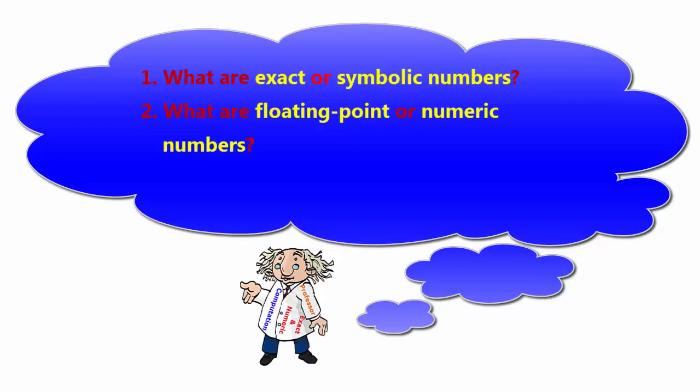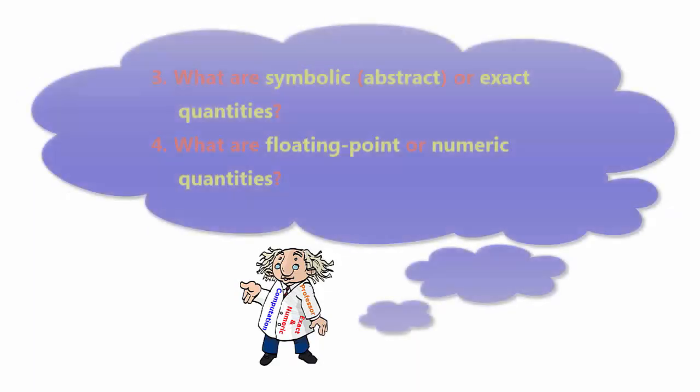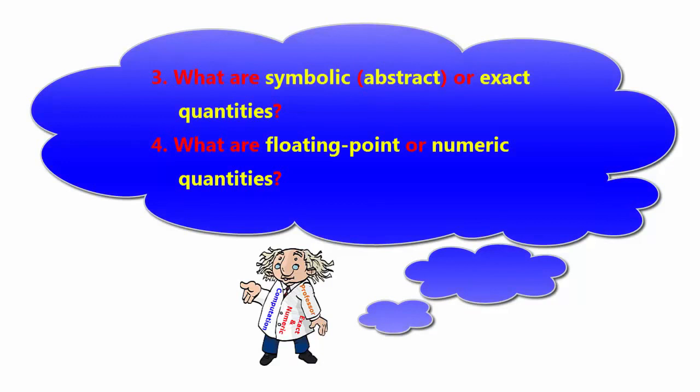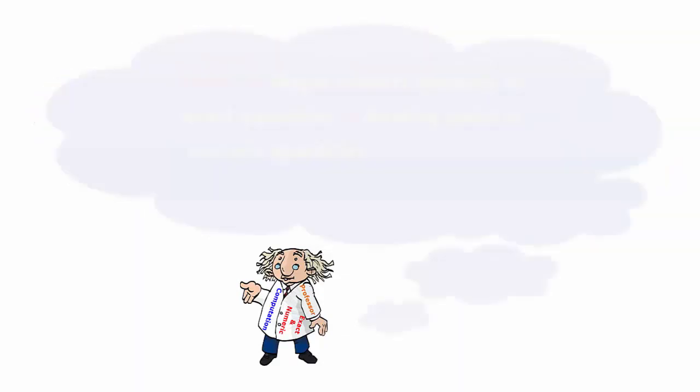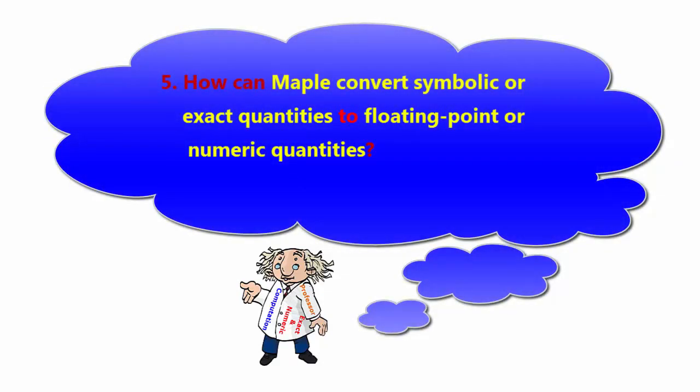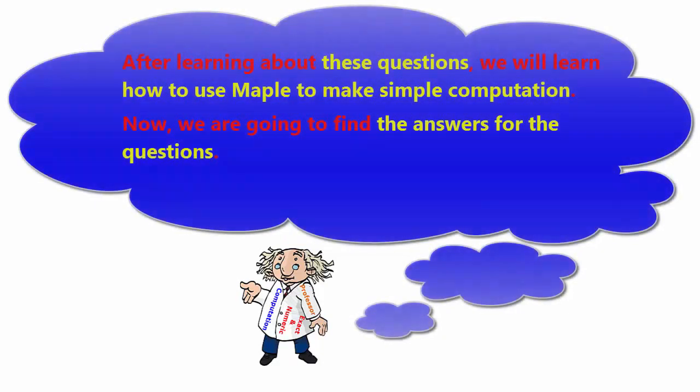What are exact or symbolic numbers? 2. What are floating point or numeric numbers? 3. What are symbolic, abstract, or exact quantities? 4. What are floating point or numeric quantities? 5. How can Maple convert symbolic or exact quantities to floating point or numeric quantities? After learning about these questions, we will learn how to use Maple to make simple computation.